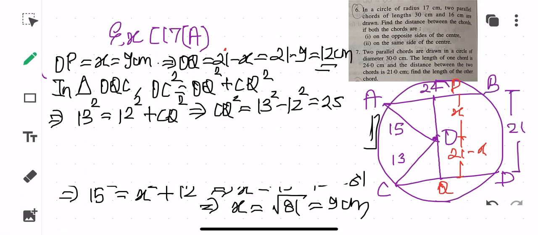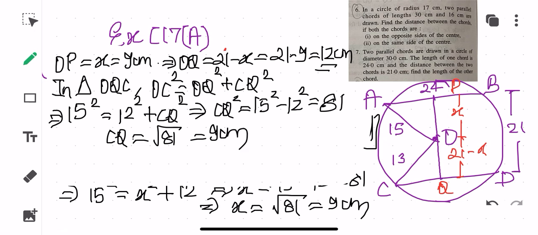Sorry children, this is 15, not 13. It looks like 13 in my figure, but this is 15. So this is 15 square because the radius is 15. So 15 square minus 12 square is equal to 225 minus 144, that is 81. So CQ will be equal to root 81, that is equal to 9 centimeter.